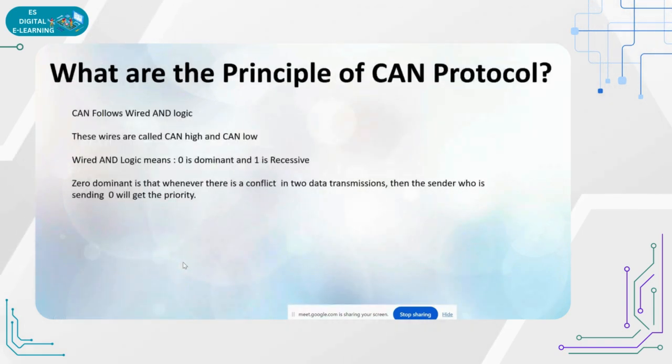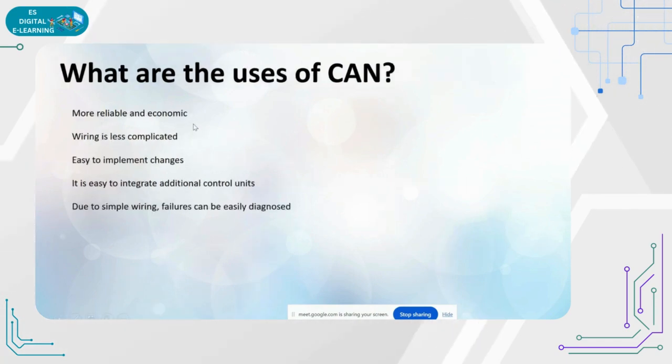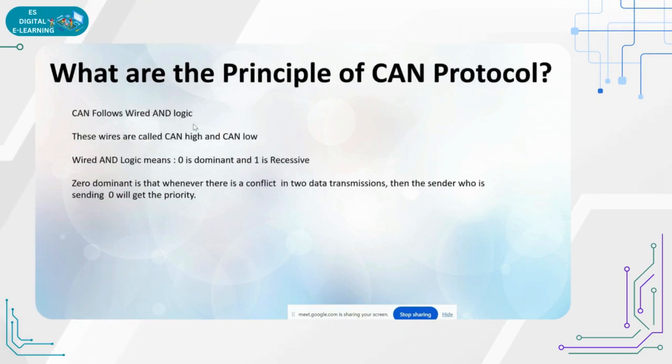Okay, what is the main principle of the CAN protocol? It follows the wired-AND logic method, with CAN high and CAN low. Zero is dominant and one is recessive. We know this, right? Yes.